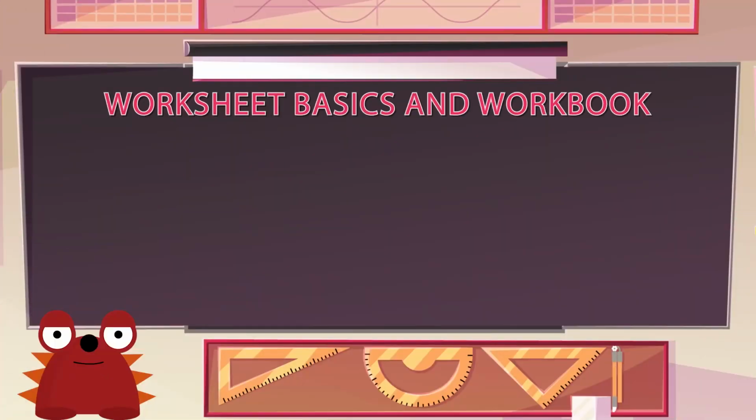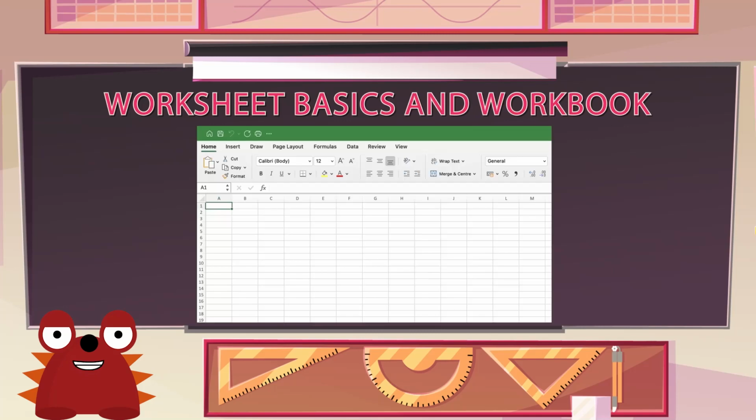Let's move to worksheet basics and also learn about a workbook. A worksheet contains columns and rows. Columns are vertical arrangements of data and rows are horizontal arrangements of data. The rows and columns cross each other to form boxes, which are called cells.